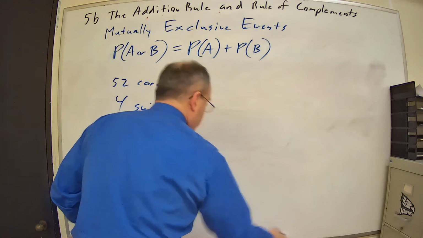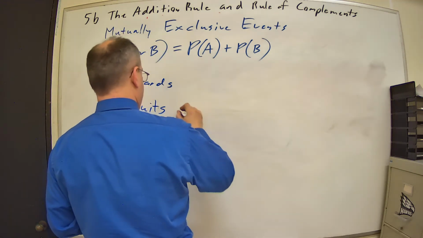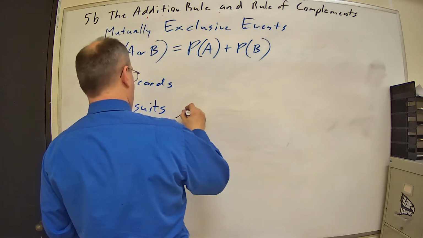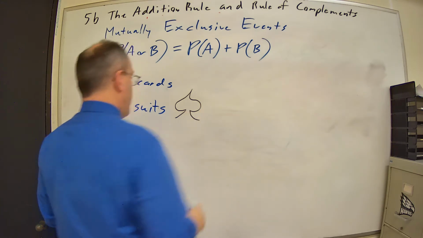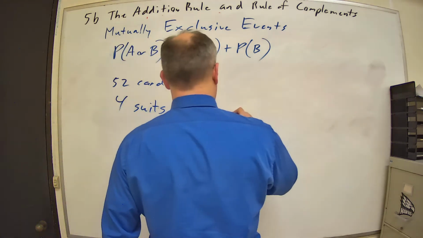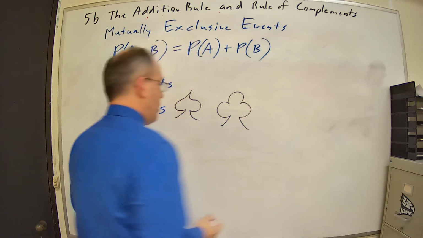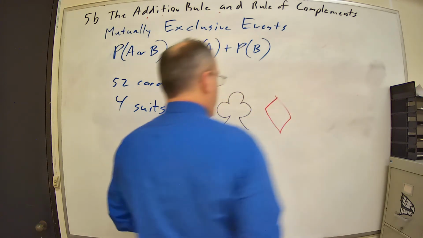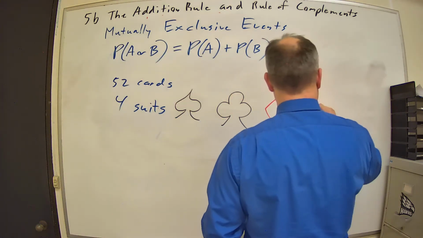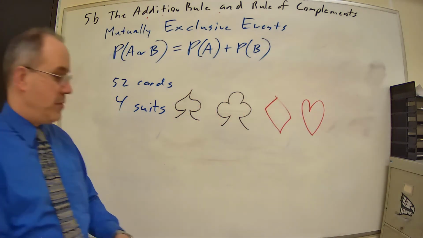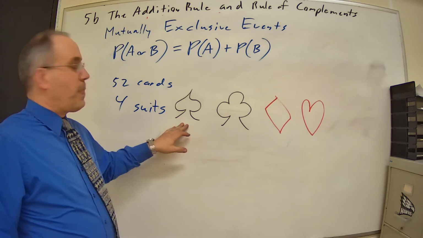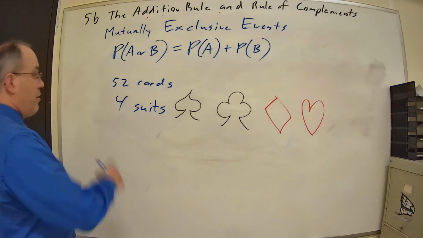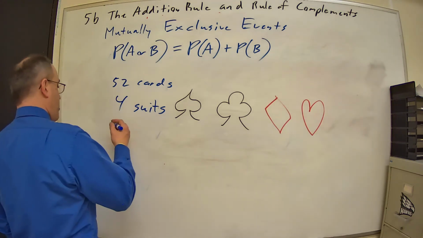There are 4 suits. Those suits are spades, clubs, diamonds, and hearts. And they are those colors. So spades and clubs are black, diamonds and hearts are red. 4 suits. There are 13 cards per suit.